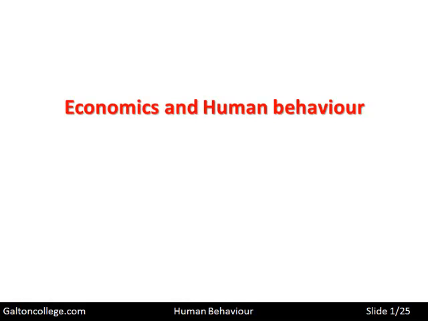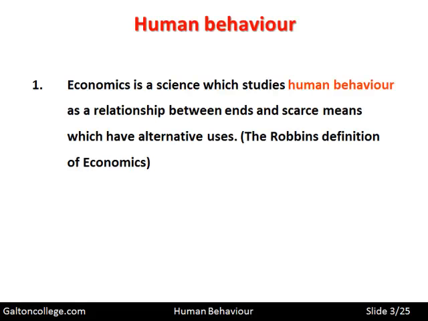In this class, we're going to look at human behavior. Now, this is an important element in the Robbins definition, as we'll see in a moment. It's a short class, but there are many important issues brought up in the class that we should be aware of. So let's start with the Robbins definition.